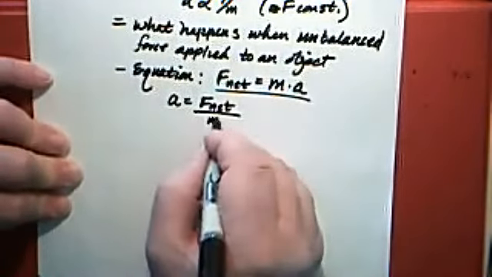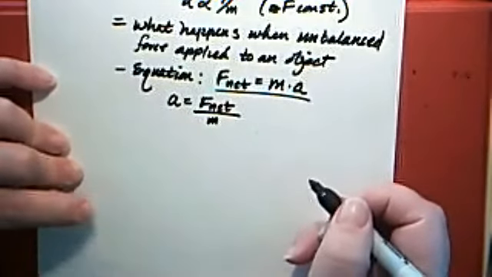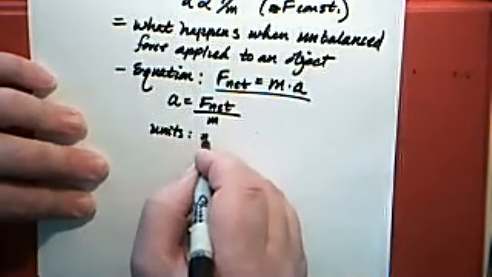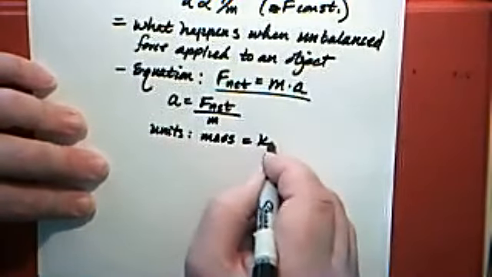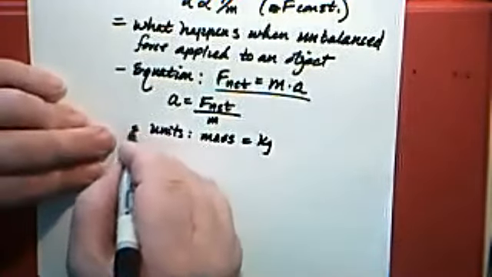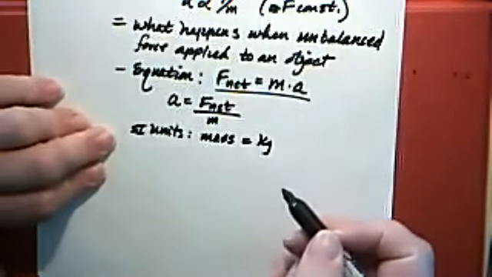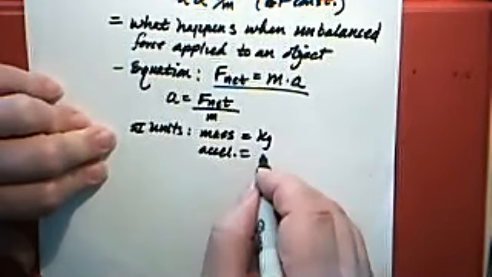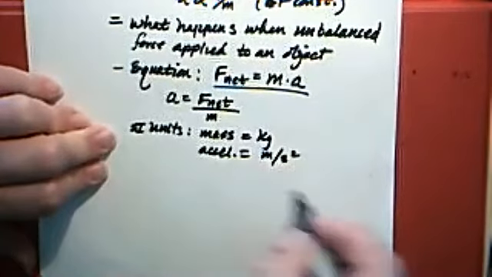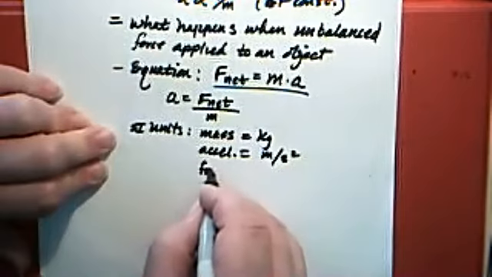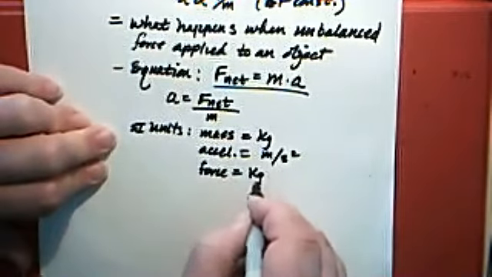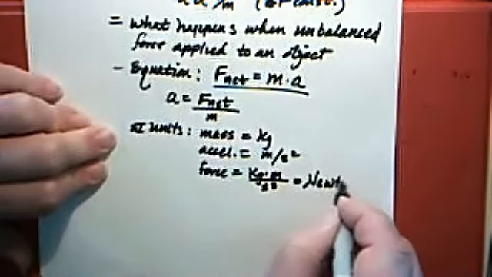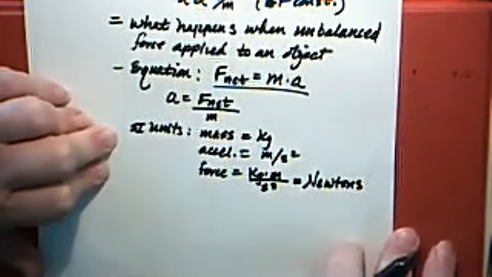Acceleration would be F net over mass. And in terms of the SI units, mass, of course, is in kilograms. Acceleration would be in meters per second squared. And so force would be kilogram meters per second squared, which is where we get the newton from.